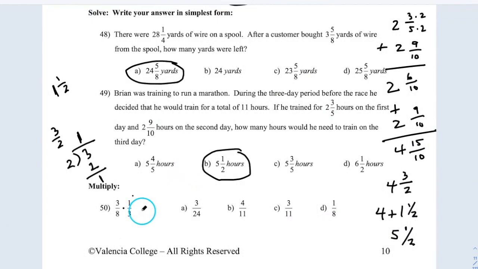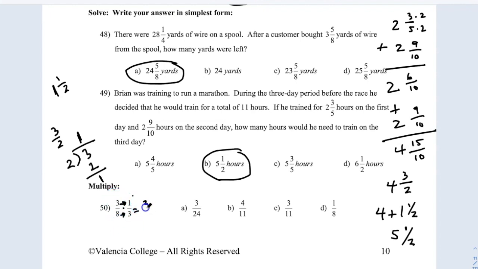Okay, let's work on 50. Now, 50 is multiplication. So you see the change, right? Word problems, adding, subtracting. Now I'm going to go into multiplication and division. Multiplication of fractions is different from adding and subtracting. When you multiply fractions, you go straight ahead. You multiply the numbers straight ahead.